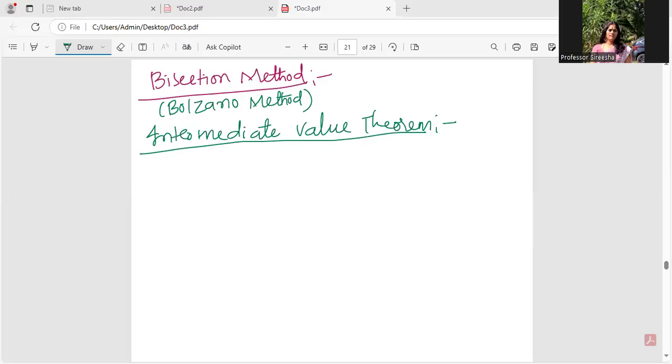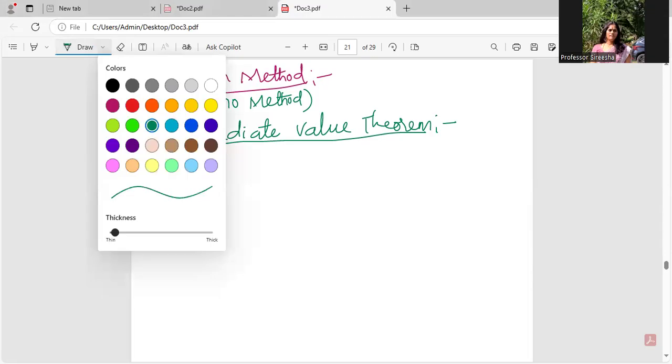Okay, let's see what the bisection method is. It has a different name as well. It's also called the Bolzano method. The basis for the bisection method is the intermediate value theorem. I'll just make a mention of what exactly the intermediate value theorem is.